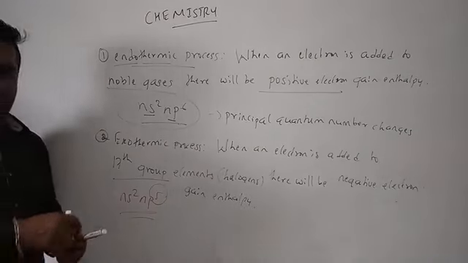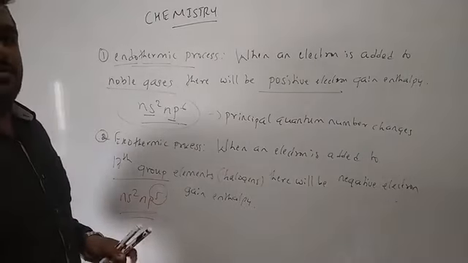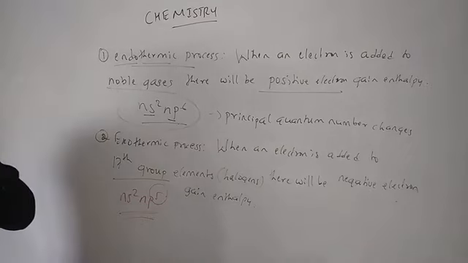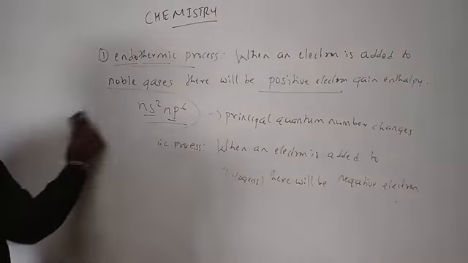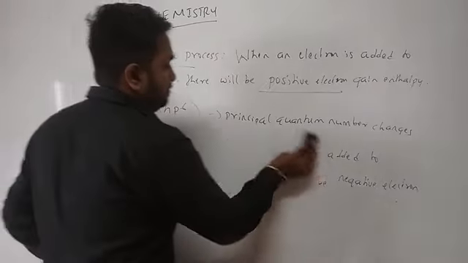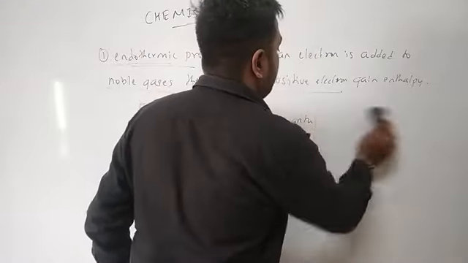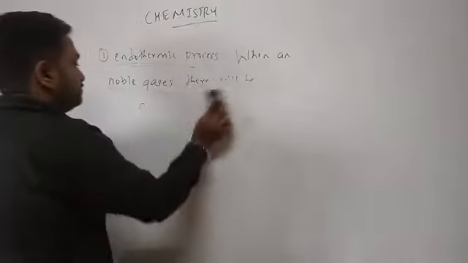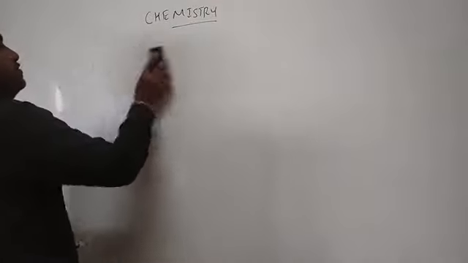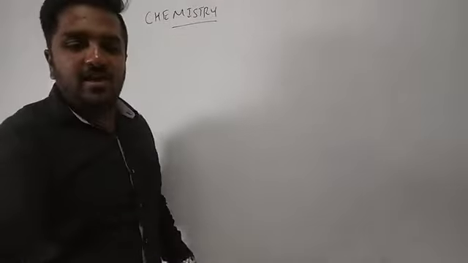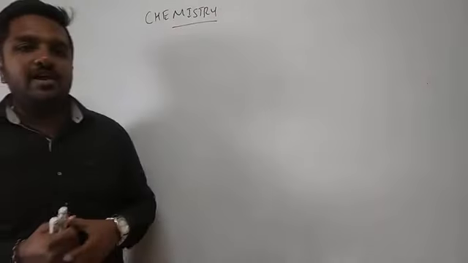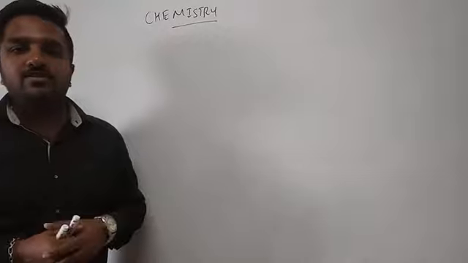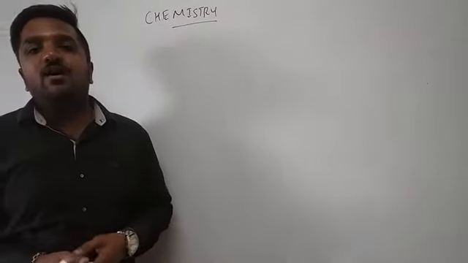So these are the two processes of electron gain enthalpy: the exothermic process and the endothermic process. Now let us look at the variations of these two. In most cases, electron gain enthalpy is negative. Only in the case of noble gases is it positive, as I discussed, because of their stable octet configuration.